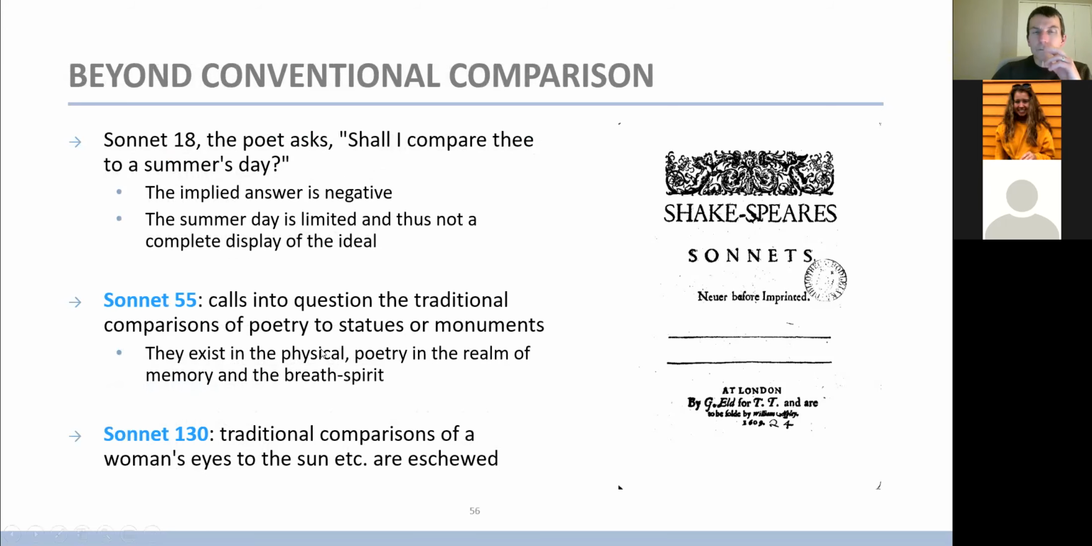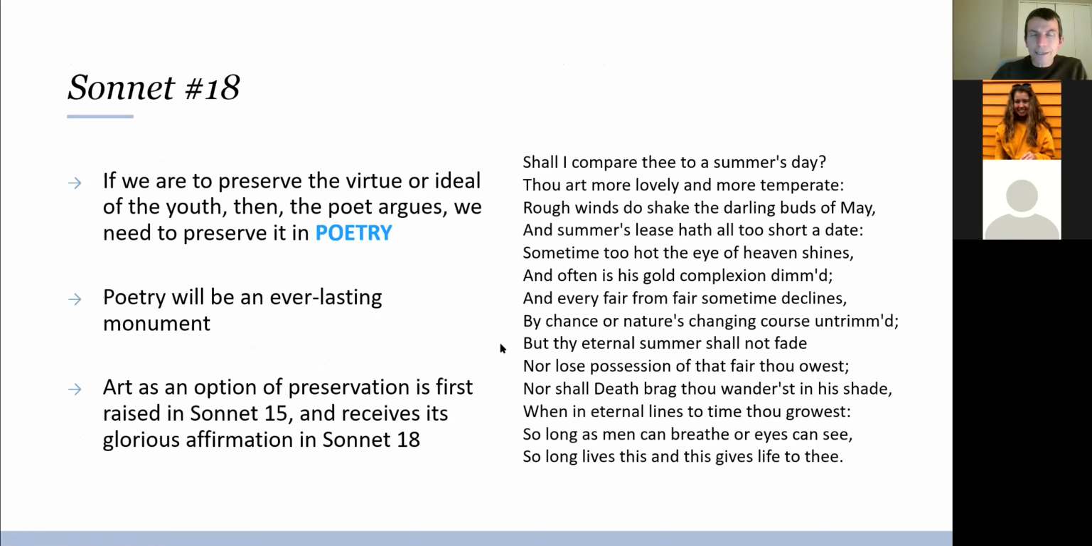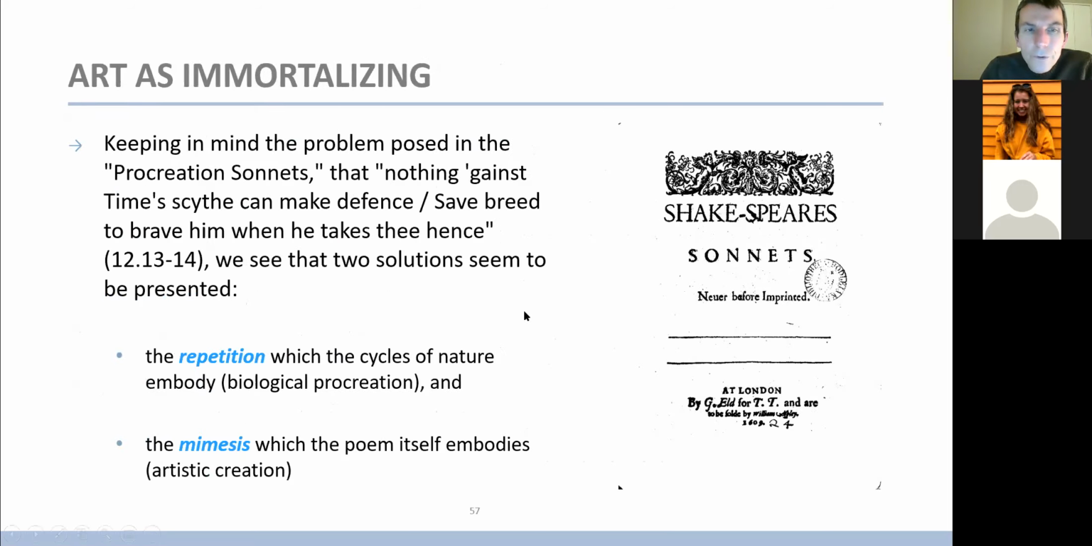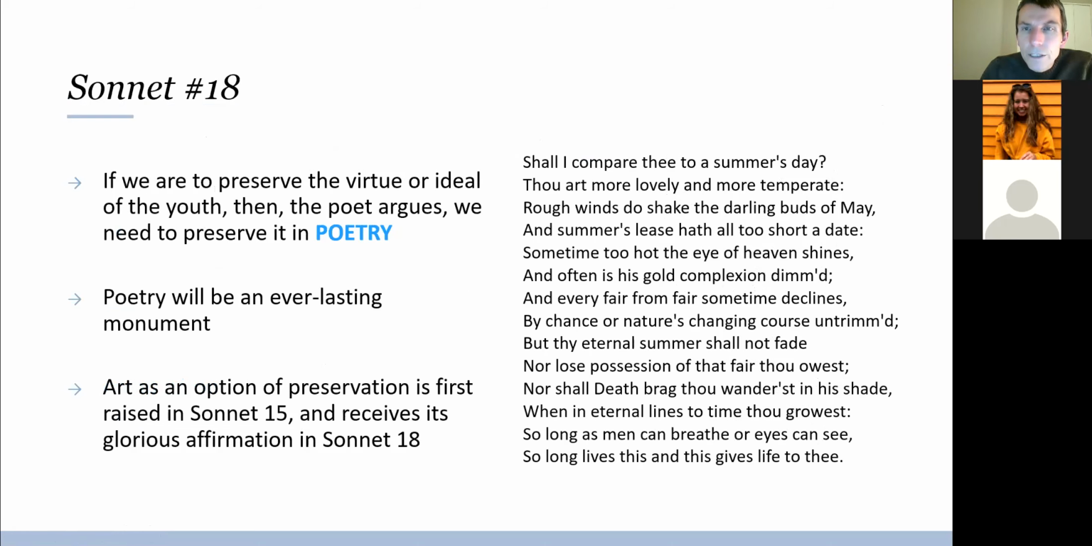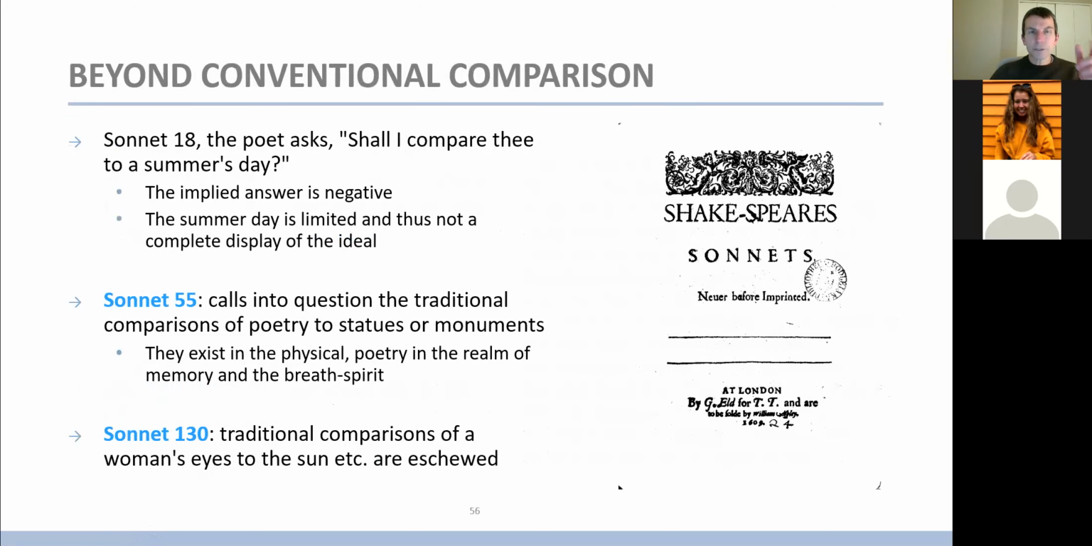So for Sonnet 18, for instance, it begins with, "Shall I compare thee to a summer's day?" So the implied answer is no. Let me read it. "Shall I compare thee to a summer's day? Thou art more lovely and more temperate. Rough winds do shake the darling buds of May, and summer's lease hath all too short a date." So no, the comparison is not going to work.